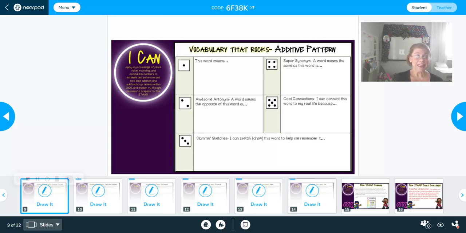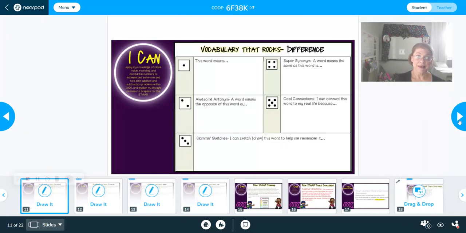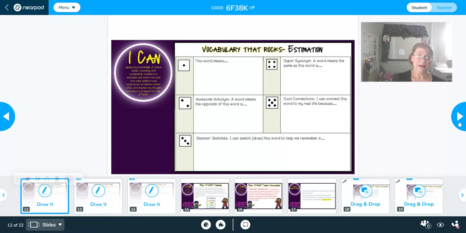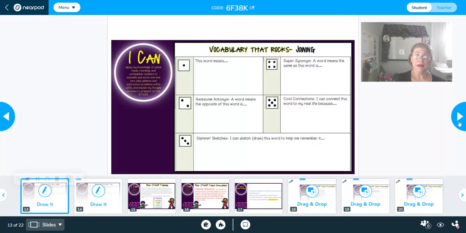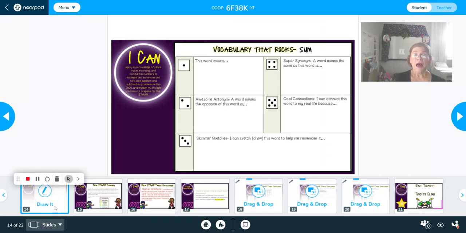So some of these you might want to skip, like you may want to skip additive pattern, and then compatible numbers. Some of these you might want to skip. Difference, solid, you can keep. Estimation, definitely want to keep. Joining, keep. Sum, you want to keep.